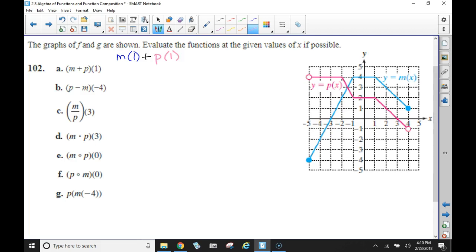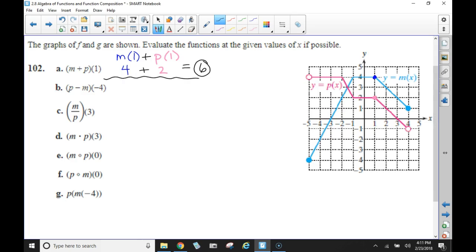Okay? So, M evaluated at 1, that function value is 4. We're going to add that to P evaluated at 1. That means this point right here at (1, 2). P evaluated at 1 is 2. And so our answer for M plus P evaluated at 1 is going to be 6.